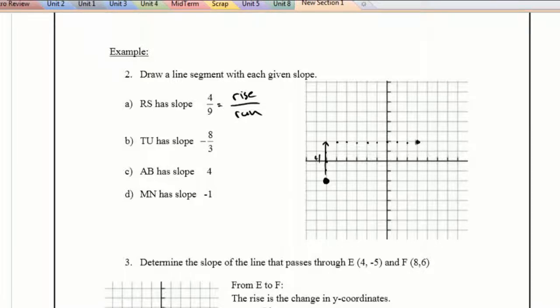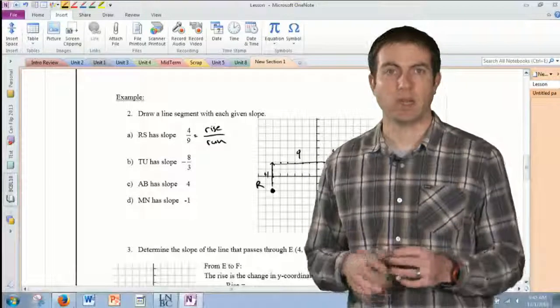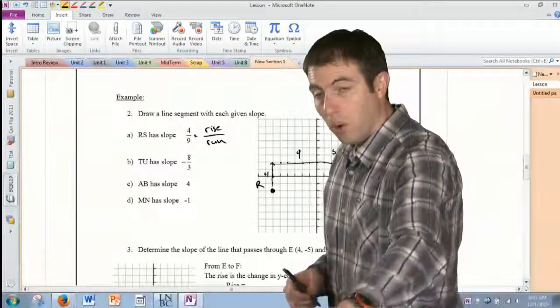I'm going to put another point there. So I've gone up 4. I've gone across 9. We would typically call our first point R and our second point S. Just like we read from left to right, we would identify our points going from left to right. Left would be our first point, right would be the second. So I have 2 points.